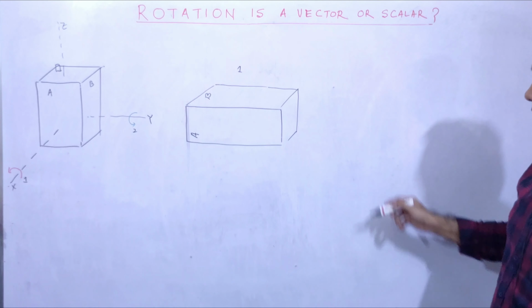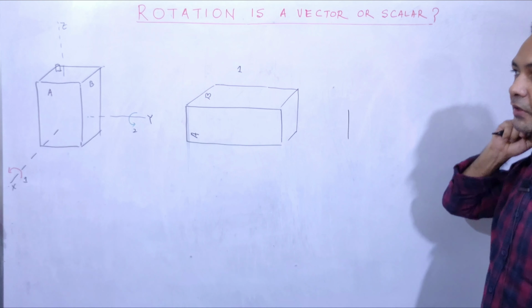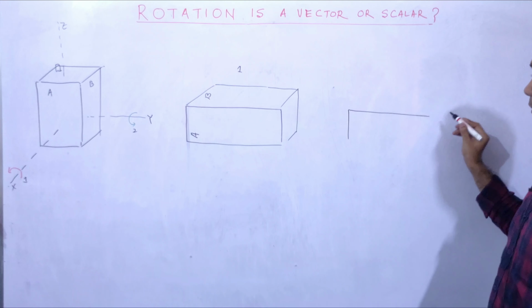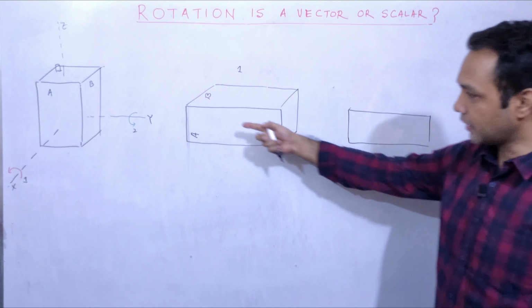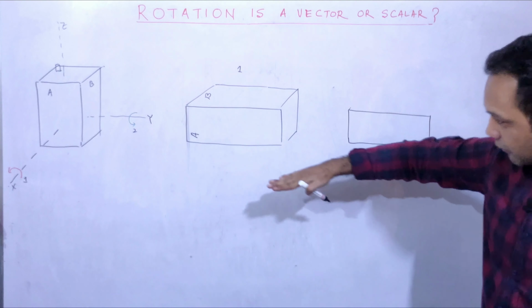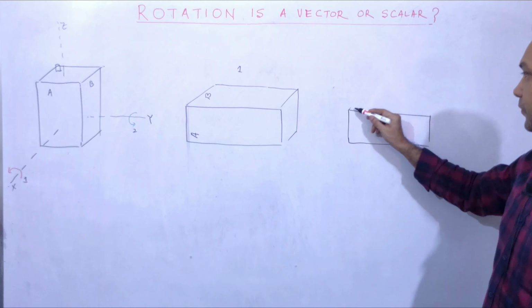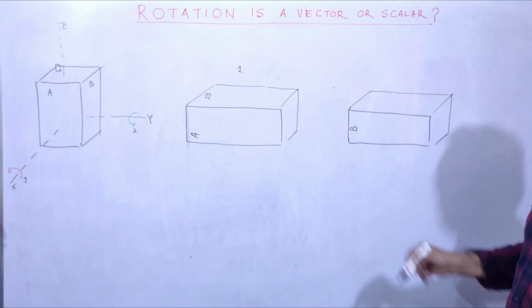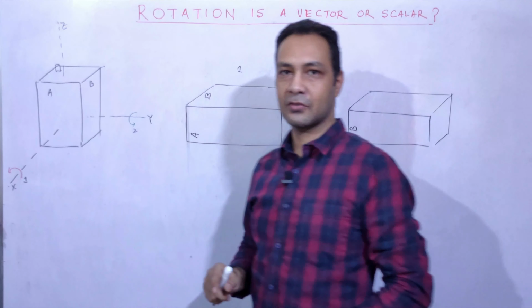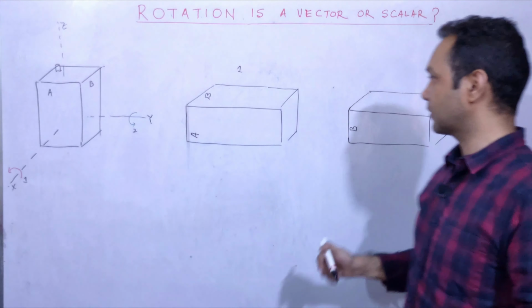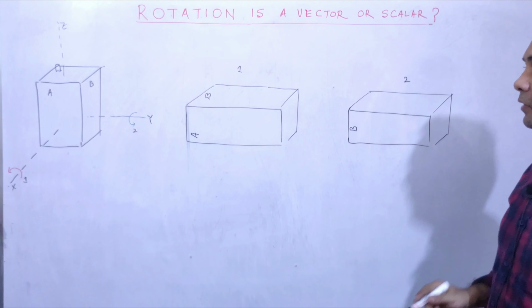And now after the second rotation, what orientation are we going to get? This orientation, and A will go below this surface, so this is going to be the orientation of the body, and the B will become like this. So what we have done, we have given this first rotation of 90 degrees about x-axis first and then about y-axis. So this is the final orientation.